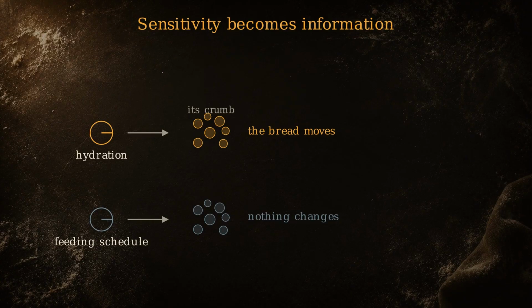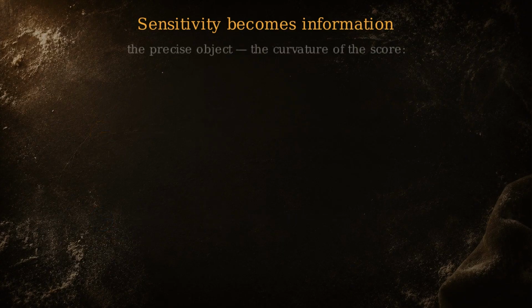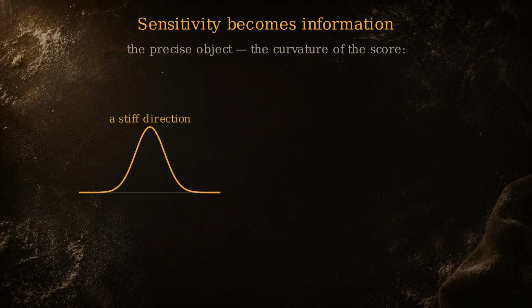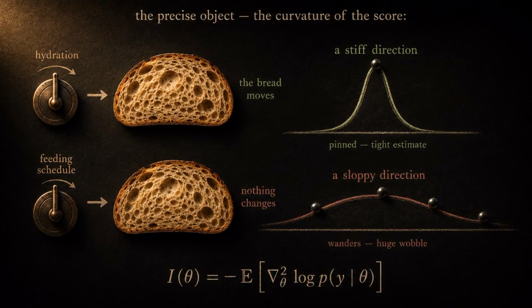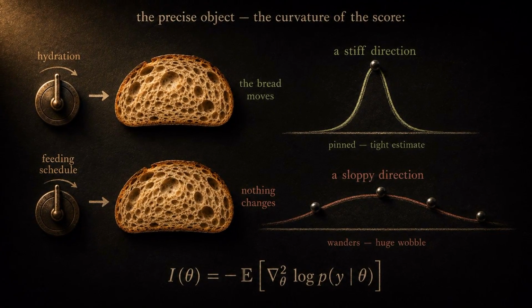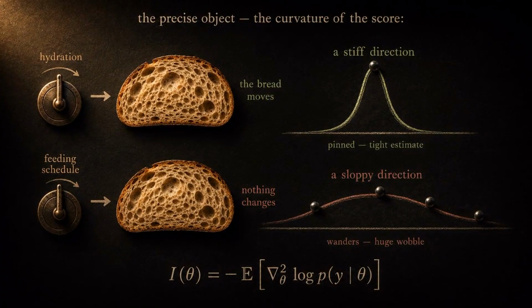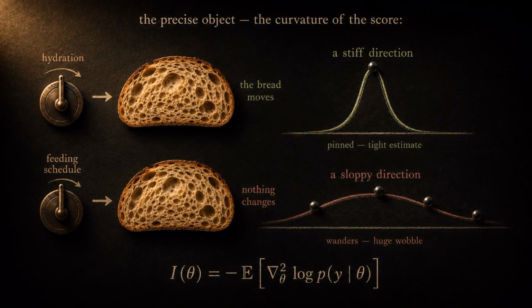Stack that up across every knob and every pair of knobs, and you get the Fisher information matrix I of theta, a grid of how loudly each setting speaks in the bread. Here, the bread picture has to step aside for the precise statement. That matrix is the curvature of the log likelihood, the sharpness of the peak, in the function that scores how well a recipe explains the loaf, measured at the true recipe. A sharp peak is a knob the data pins down. A flat one is a knob it can't.